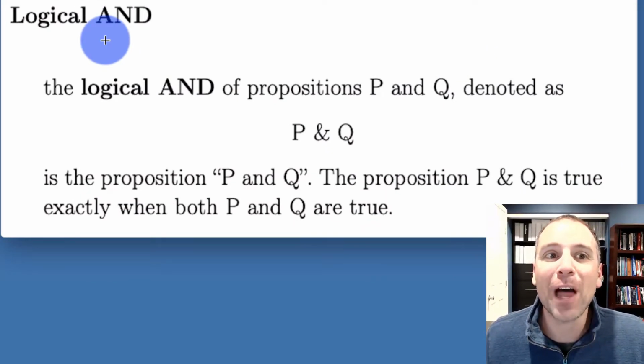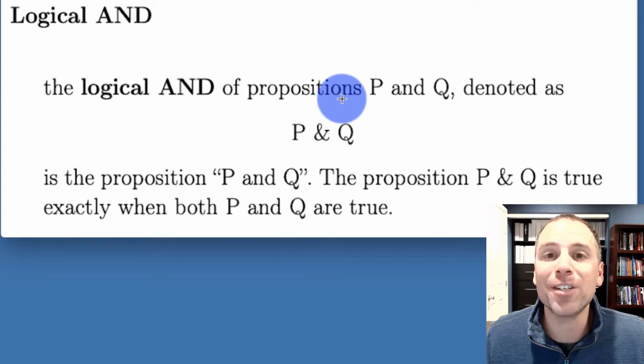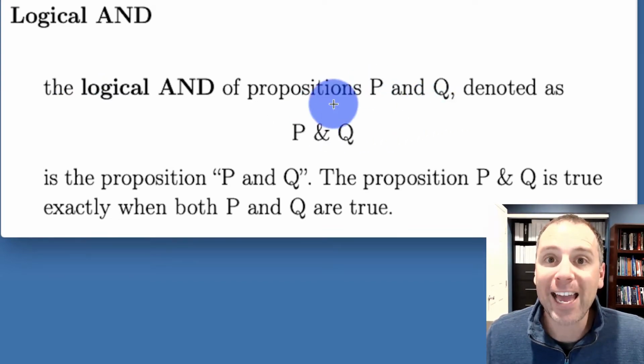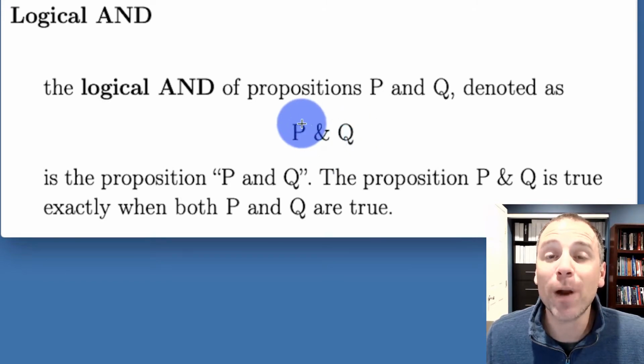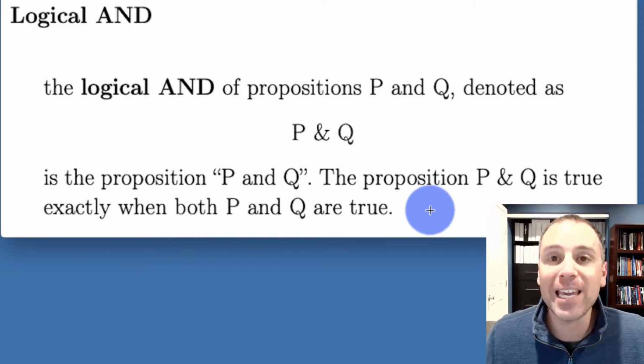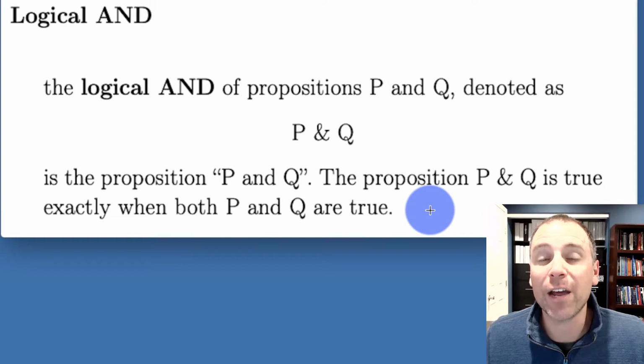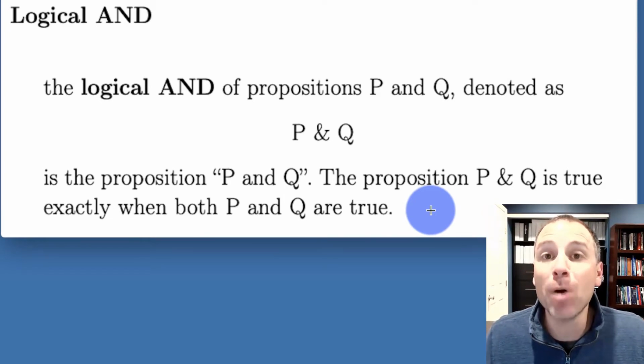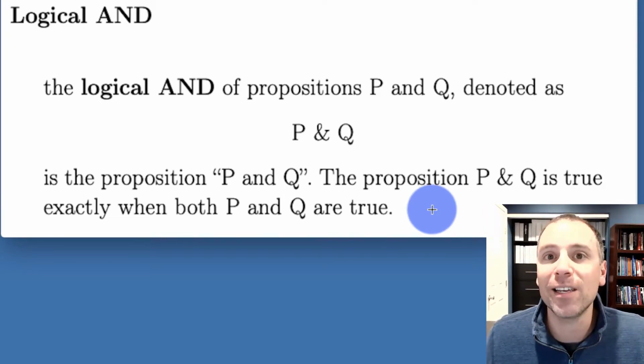Here we see that the logical AND operator of propositions P and Q is denoted using P & Q. That symbol in between the two propositions P and Q is called an ampersand, and we read that notation P and Q. The proposition P and Q is true exactly when both P and Q are true. In other words, when we test to see if both propositions are true simultaneously, that test is true when both of those propositions are true underneath.